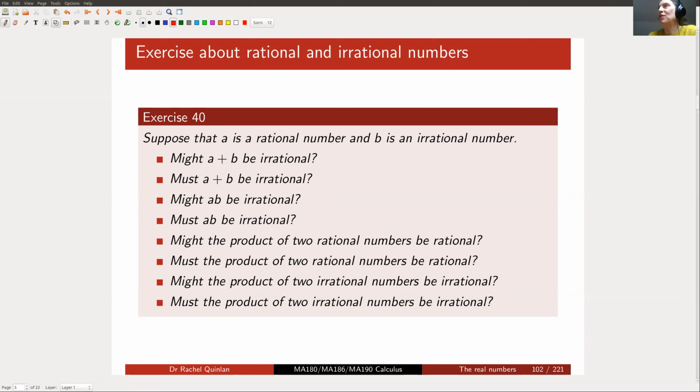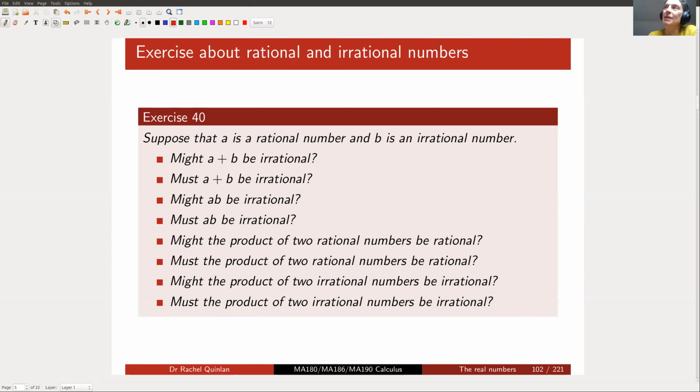Second one, the sum of 2 irrational numbers is always irrational. So that got a strong vote as well. It is definitely likely that if you pick 2 random irrational numbers, their sum will be irrational, but it's not always true. Because for example, if you take something like pi and 2 minus pi, those 2 numbers are both irrational, but when you add them together, you get 2, which is certainly rational.